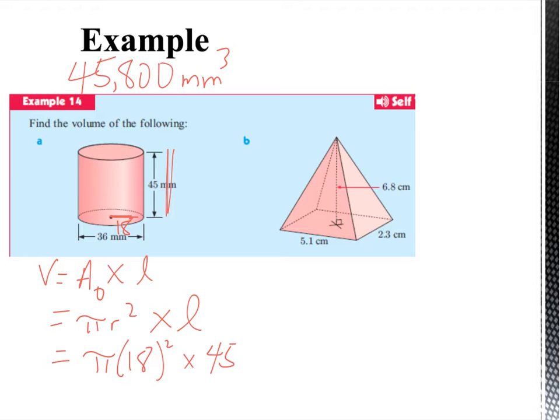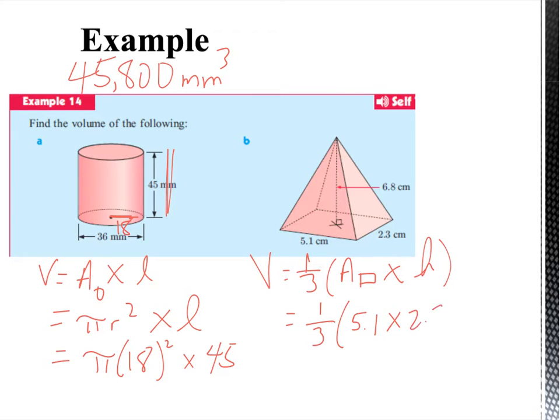And then the volume of our square pyramid here is going to be 1/3 times the area of our base, which is that rectangle, times the height. So we get 1/3, and then the area of the rectangle is going to be 5.1 times 2.3, and then we're going to multiply that times our height of 6.8. And when we put all of that into the calculator, we get 26.6 centimeters cubed. Make sure you're putting these into your calculator so that you can make sure you're able to get the right answer. And if you're not, bring those questions with you to class tomorrow.